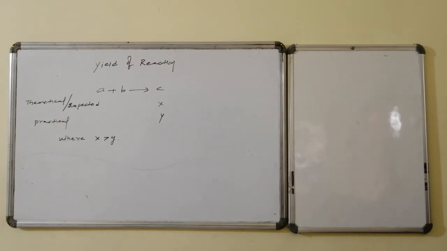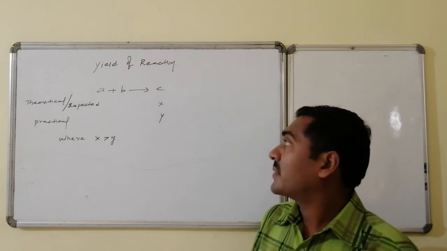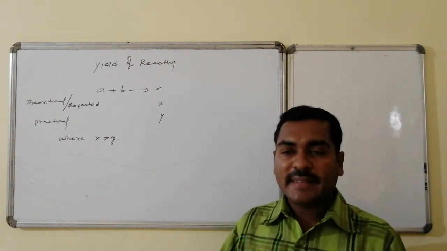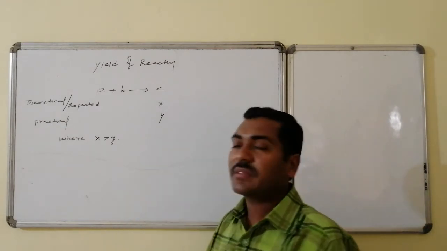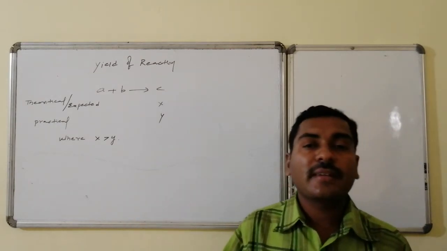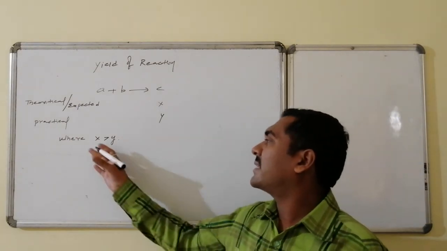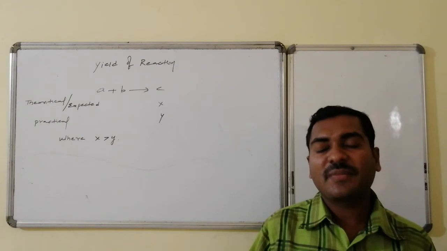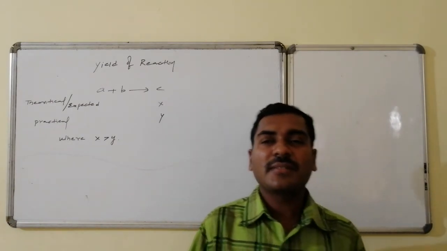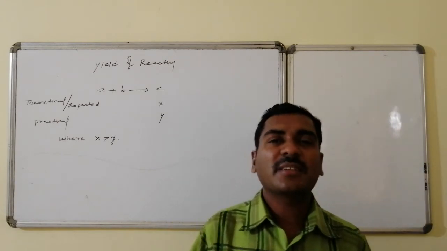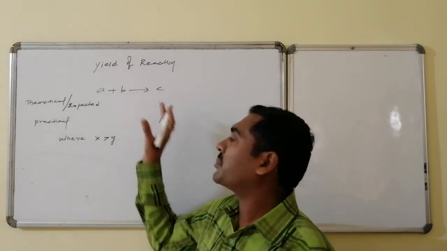Percentage yield of reaction. Suppose let us consider a chemical reaction A plus B gives C. Theoretically, the expected amount of the compound formed here is X grams. But after performing the chemical transformation, we got Y grams, where X is greater than Y, because if it happens 100% properly, all things are perfect, there is no byproduct, all conditions are matching with the reaction, then as far as theory is concerned, we are expecting X grams of product.